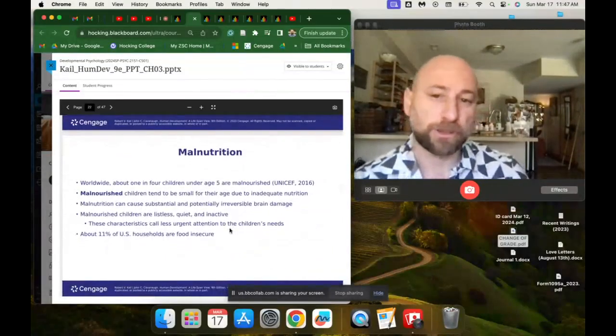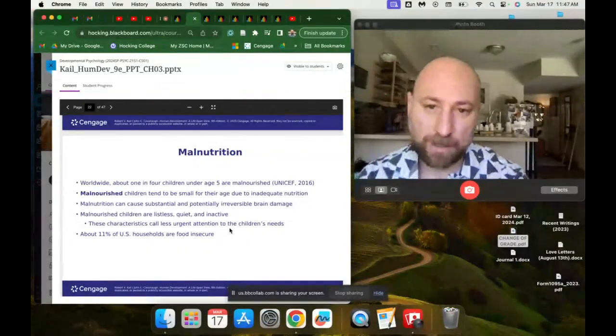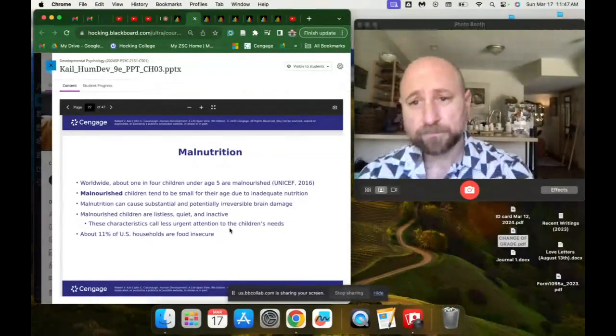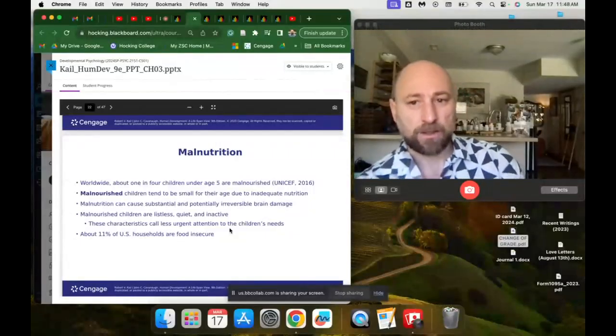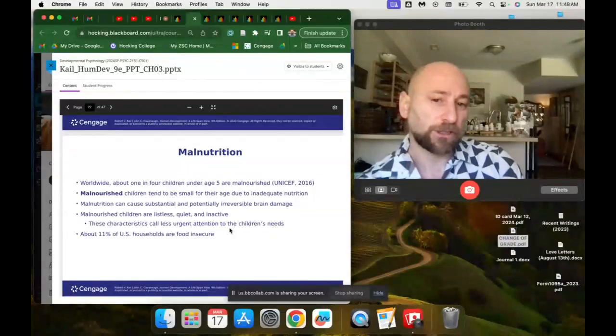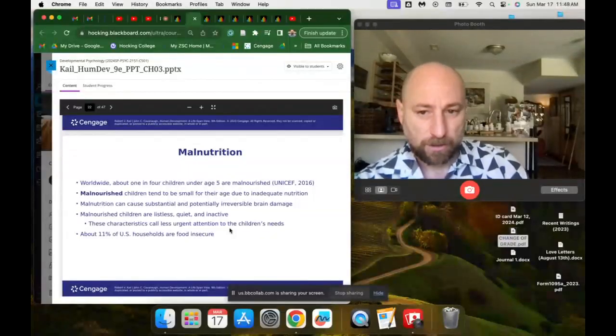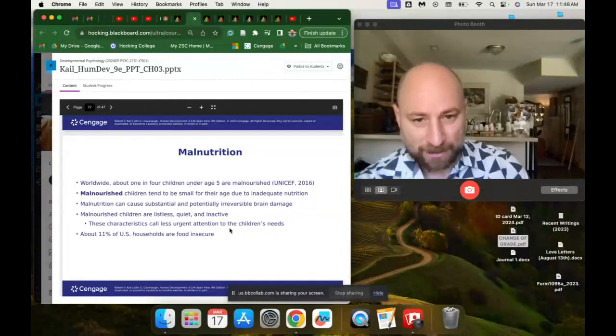Malnutrition. Worldwide, about 1 in 4 children under age 5 are malnourished. Malnourished children tend to be small for their age due to inadequate nutrition. Malnutrition can cause substantial and potentially irreversible brain damage. Malnourished children are listless, quiet, and inactive.